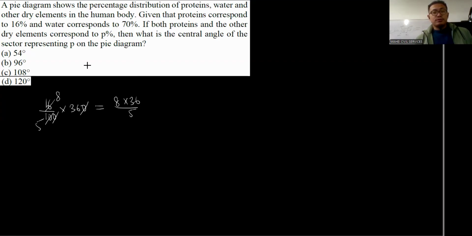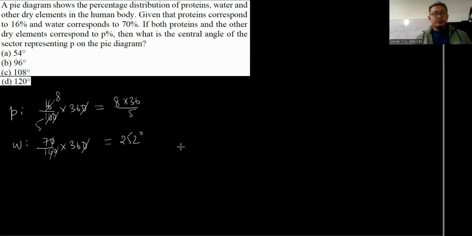And water corresponds to 70%. Given that proteins correspond to 16%, this is protein and water. Water is 70%. 70 by 100 of 360. So 7 6 42, 7 3 21, 252 degree.